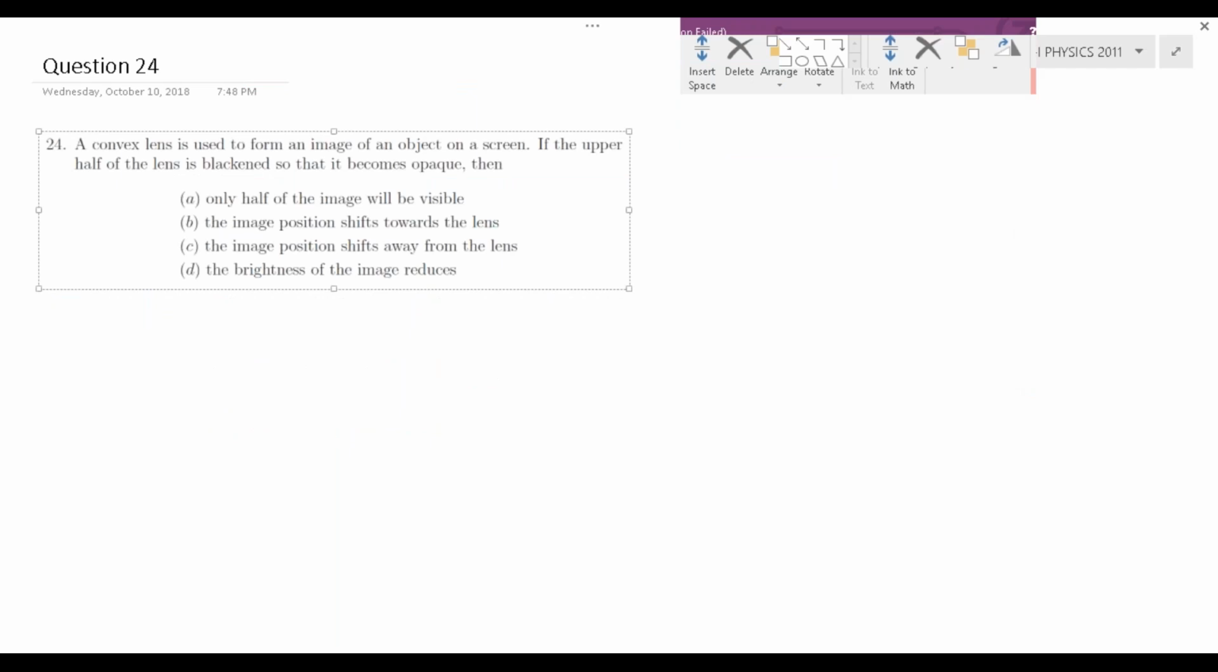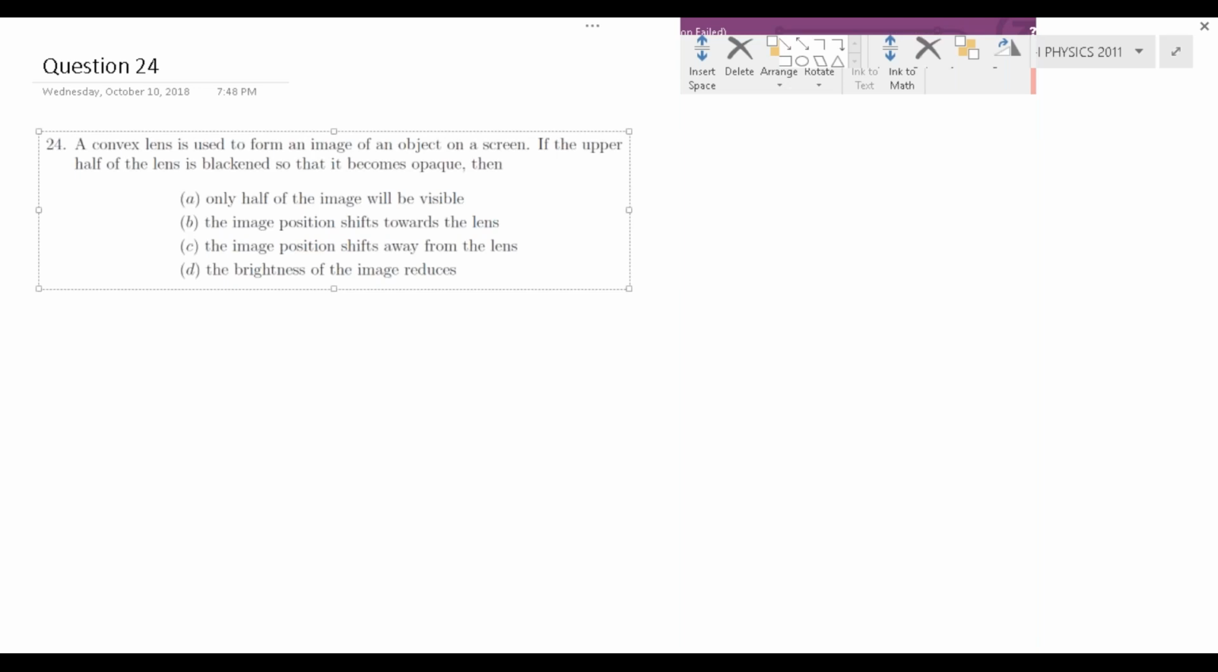The question here is, if you read through, that a convex lens is used to form an image of an object on a screen, that we all know. If the upper half of the lens is blackened, so it becomes opaque, then what will happen? Option A, only half of the image will be visible. Option B, the image position shifts towards the lens. Option C, the image position shifts away from the lens. And option D, the brightness of the image reduces. Which is going to be the correct one?